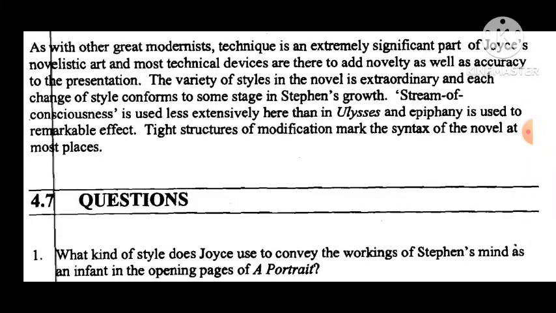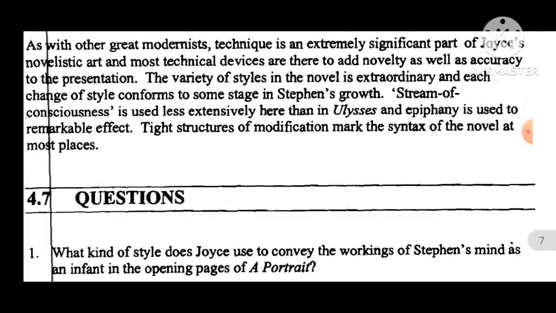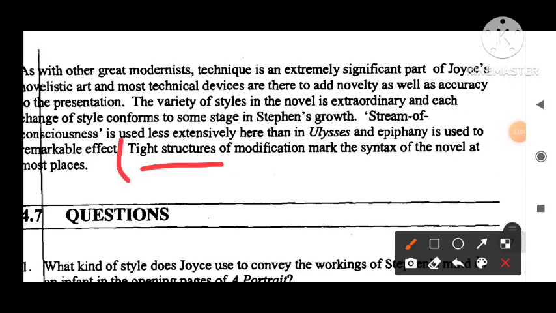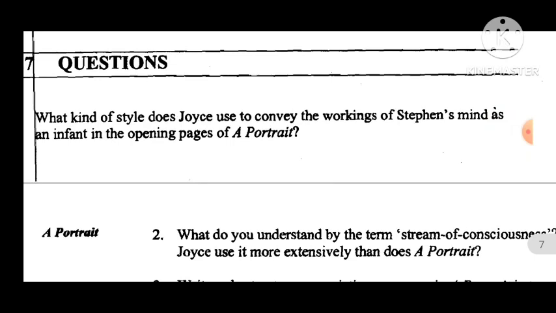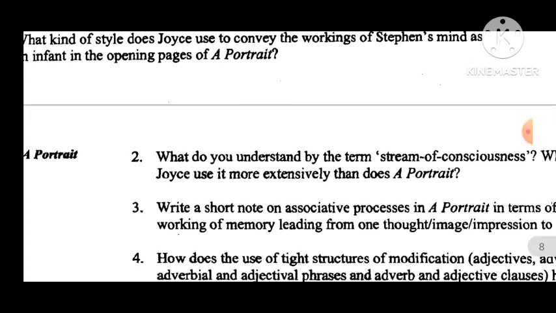Tight structures of modification mark the syntax of the novel at most places. So here it is a main key point. You can note down: tight structures of modification mark the syntax of the novel at most places. Here it is the question: what kind of style does Joyce use to convey the workings of Stephen's mind as an infant in the opening pages of A Portrait?